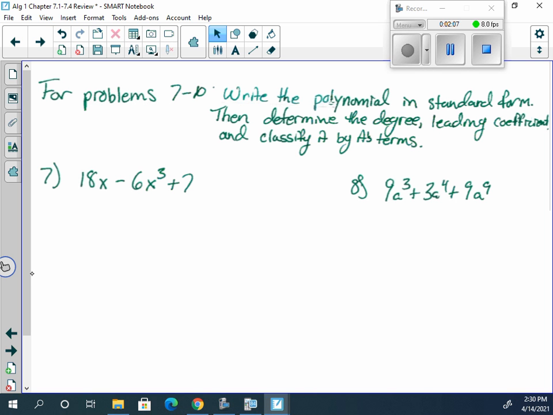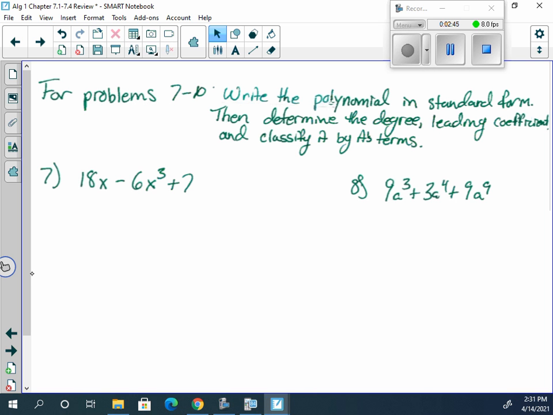7 through 10, write the polynomial in standard form, then determine the degree, leading coefficient, and classify it by its terms. So 7, 8, 9, 10, is there one of those in particular that looks more challenging than the others? For 7 through 10. We can just look at 7 if you guys don't have a preference.